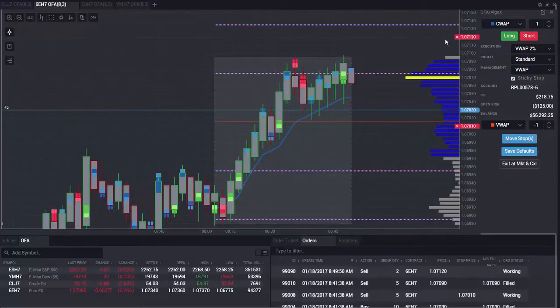So this is now a 3-to-1 target that's gone out. Always nice to make 3-to-1 on your money. Nothing wrong with that. And you can also see that our stop is now reduced. So we only have a 4-tick stop on because our stop is dynamic.